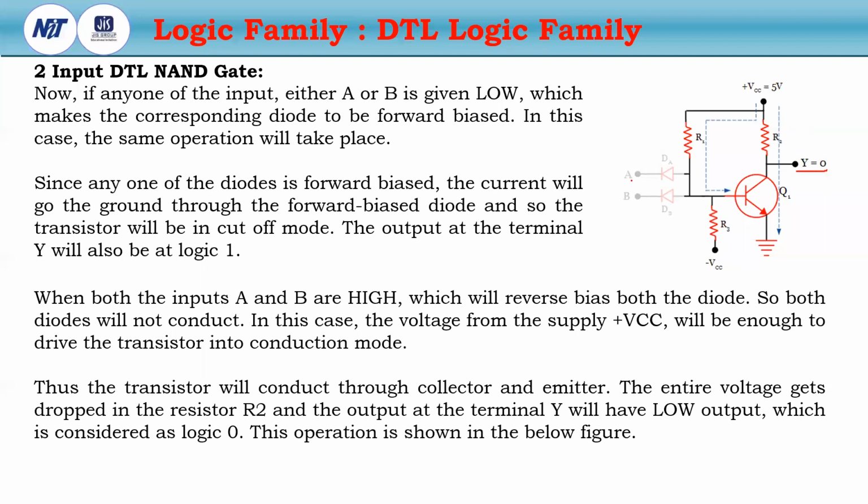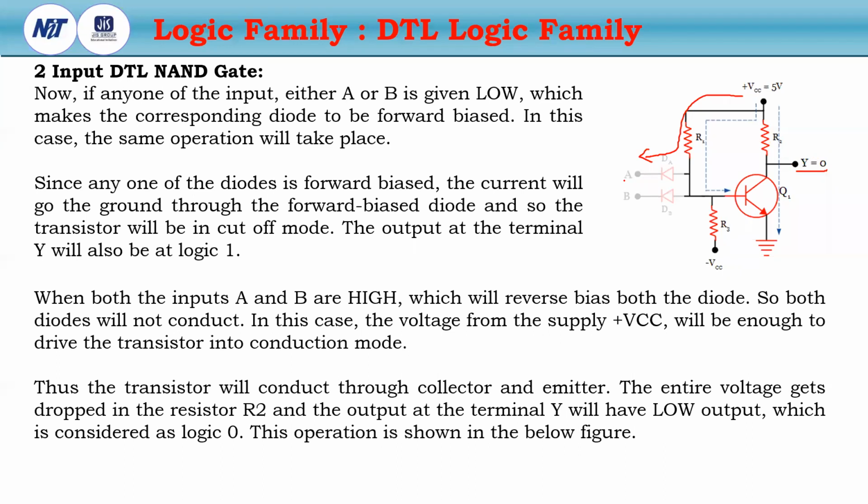Now if the inputs are 0, 0, then the diodes are in forward bias, and the current will flow through them. So there is no current flowing through R2. So the output will be VCC, so the output will be at logic 1.